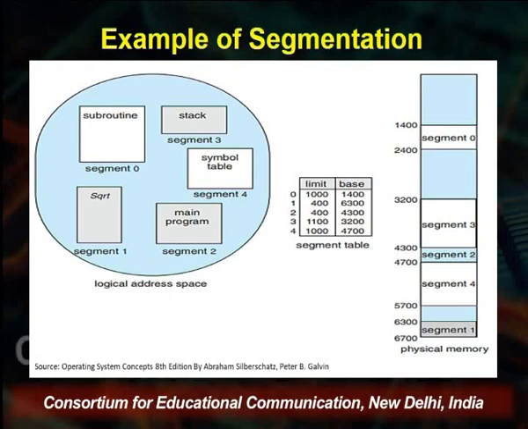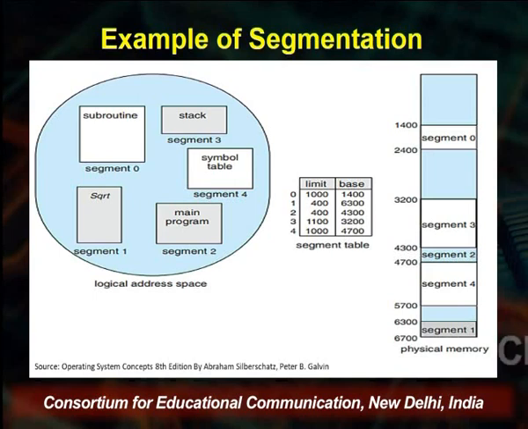This is how a programmer perceives the memory. The stack is stored in a separate segment, the symbol table in another separate segment, and so on, as are the main program and library functions. And then we have a segment table. This segment table has two entries, if we say column-wise: one is the limit and the other is the base.